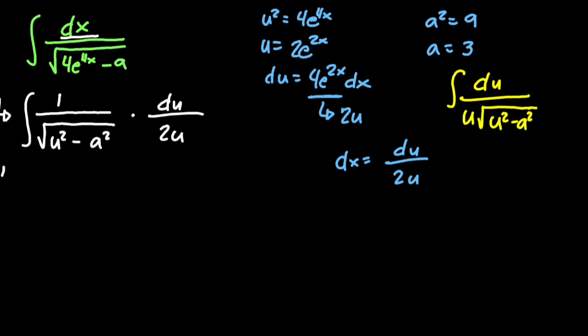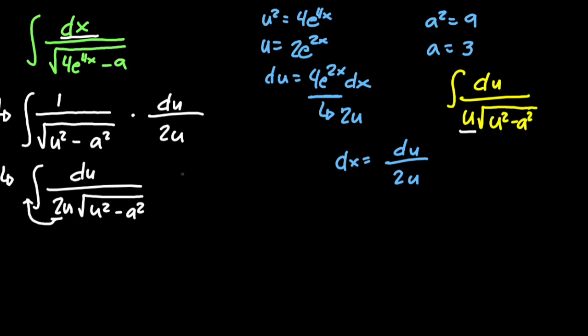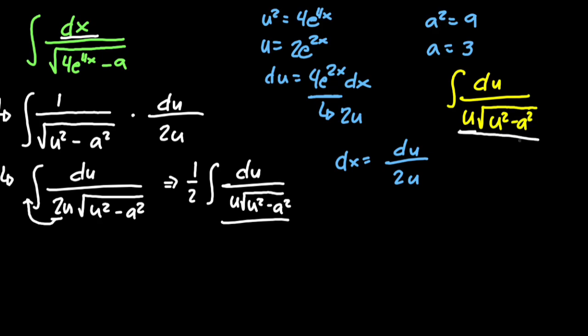So multiplying this together, we will have the integral of du over 2u multiplied by the square root of u squared minus a squared. But since we only need u here, let us bring 2 outside the integral. So it would become 1 half the integral of du over u multiplied by the square root of u squared minus a squared. And now we can finally see that this will be equal to formula number 3.